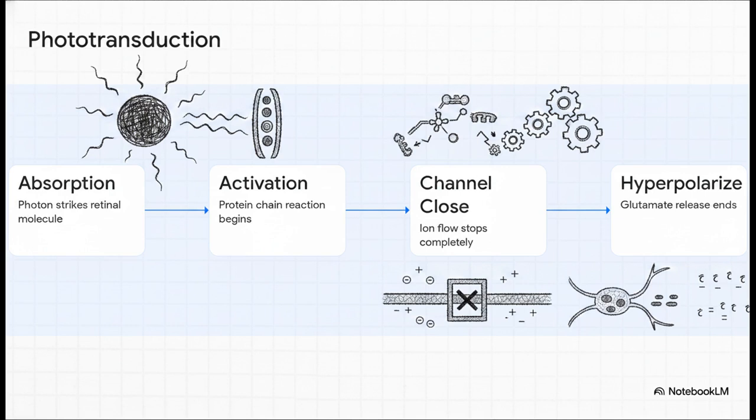Step 1, the absorption of the photon. Step 2, the activation of intermediate proteins. Step 3, the sudden closure of the ion channels. And Step 4, the hyperpolarization of the cell that stops the glutamate. Let's walk through this sequence.